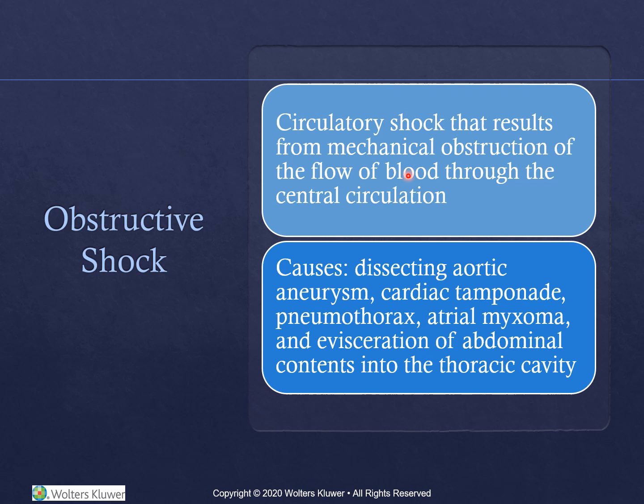Okay, with obstructive shock, this is usually circulatory shock that's happening because of a mechanical obstruction of the flow of blood through the central circulation. So there's something in the way. Again, it can be something like a dissecting aortic aneurysm. It can be cardiac tamponade, a pneumothorax, an atrial myxoma, which is a tumor, or it could be evisceration of abdominal contents into the thoracic cavity. And so if you're dealing with an obstructive shock, really the best way to treat this is by trying to relieve that obstruction.